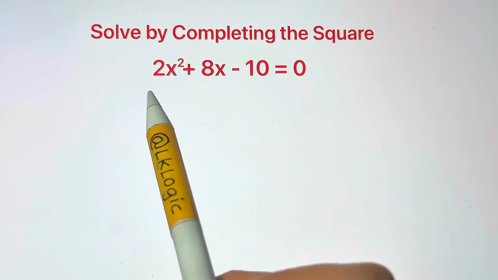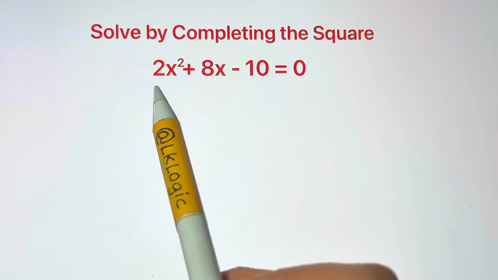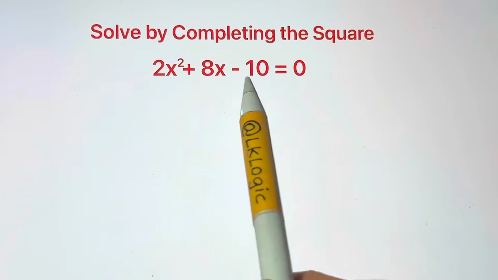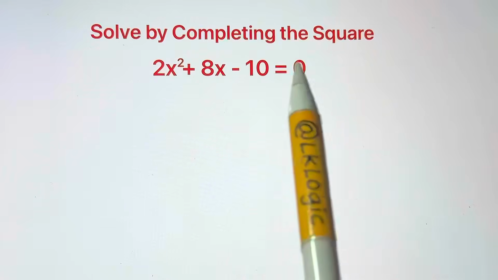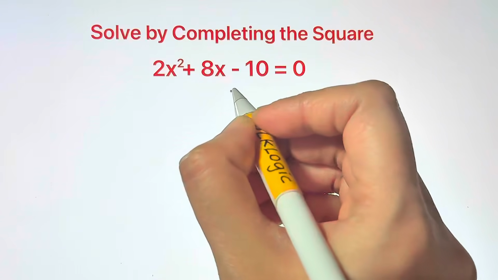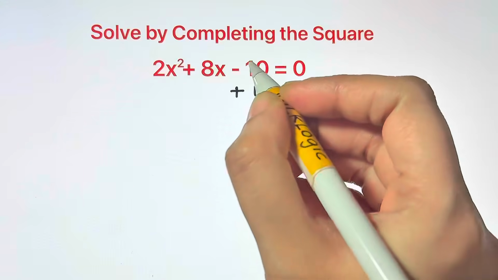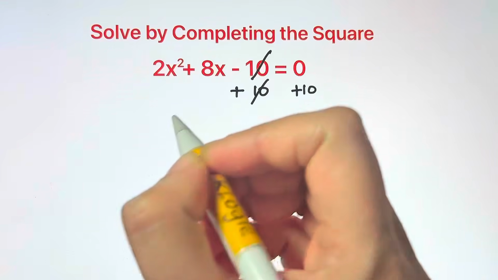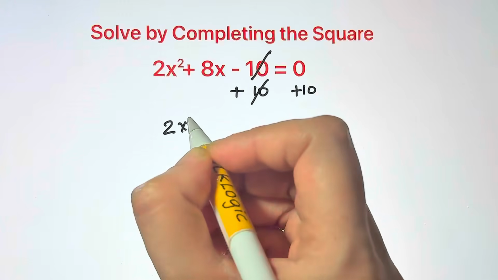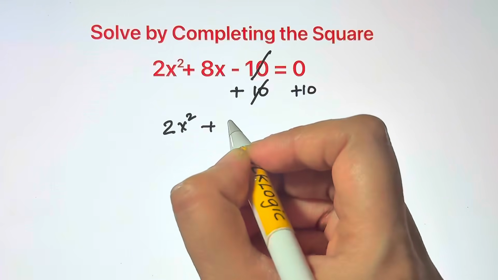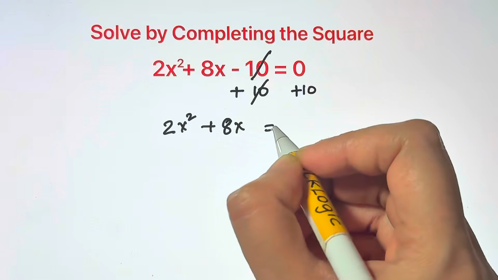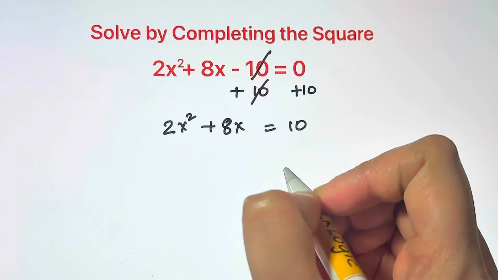What is the first step? You should only have the x variable on the left hand side, no constant. So let's remove it. We will add 10 on both sides. This and this get cancelled, so you're left with 2x squared plus 8x is equal to 10.